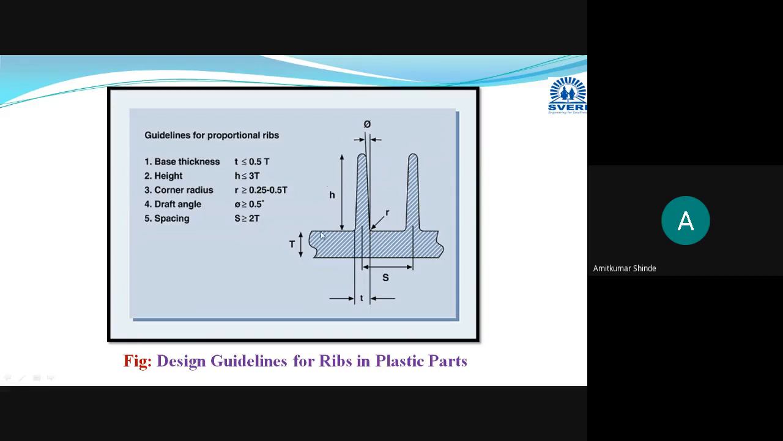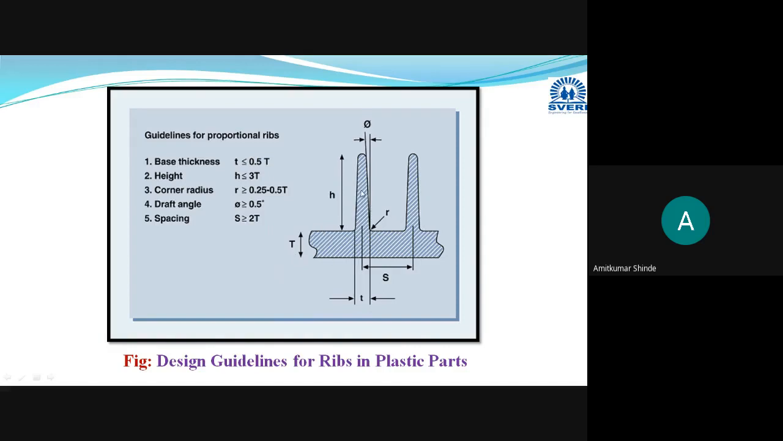This is the diagram here, and this capital T indicates the wall thickness, and these two ribs are provided here. Now some design guidelines related to the height of the rib, whichever rib you are providing: its thickness should be within the range of 50 to 70% of the wall thickness. Then its height should be 3 times the wall thickness, so h should be equal to 3T, where capital T is the wall thickness.